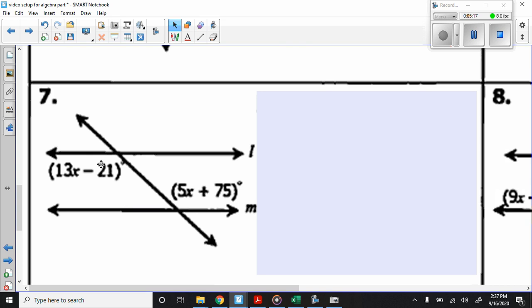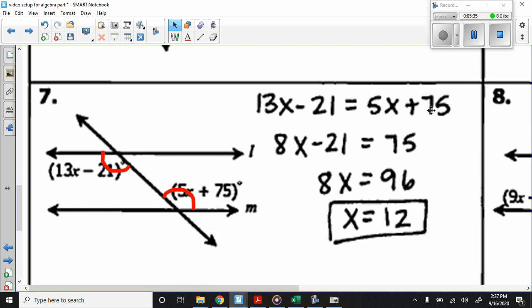Number 7 is another alternate interior relationship. Interior, alternate side, they're equal. That's one of our congruent relationships. Set them equal to each other. And there's my math to find 12 there.